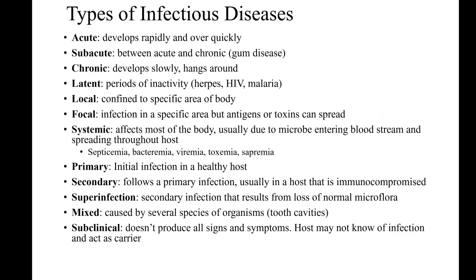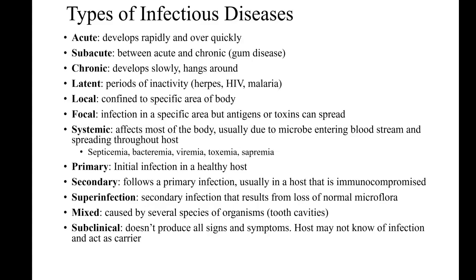So here we are again with our definitions. Many of these definitions you're going to be familiar with. So things like acute develops rapidly, chronic is going to be over a long period of time. We just talked about latency, so periods of inactivity, periods of activity. If something is local, it's going to be confined to a specific area of the body. So, for example, my cellulitis was local. The worry, though, is that it could actually become systemic and lead to an effect all over the body.